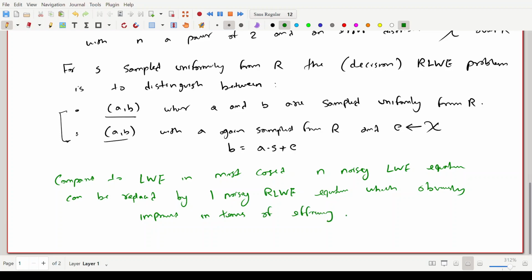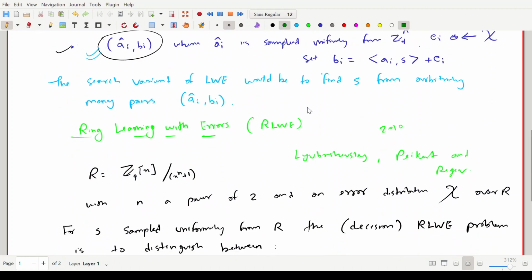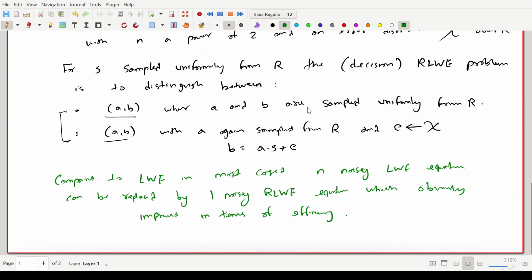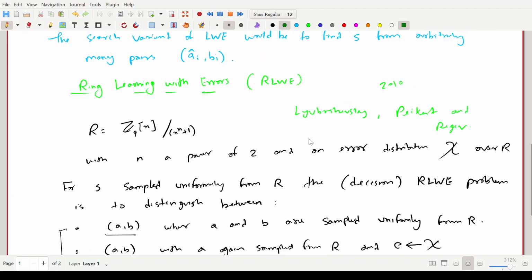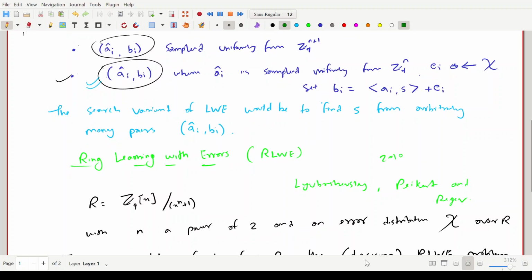So this was your learning with error and RLWE problem. There are so many different problems. There is additionally the NTRU problem. I told you about multi-key FHE, so we are just heading towards that.